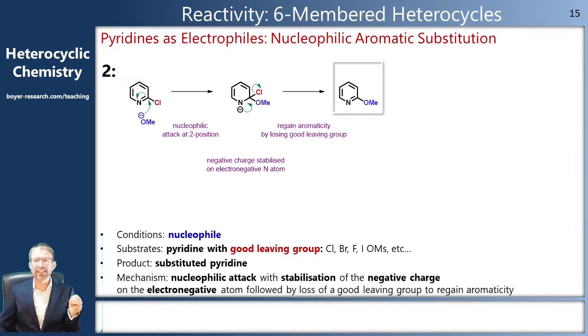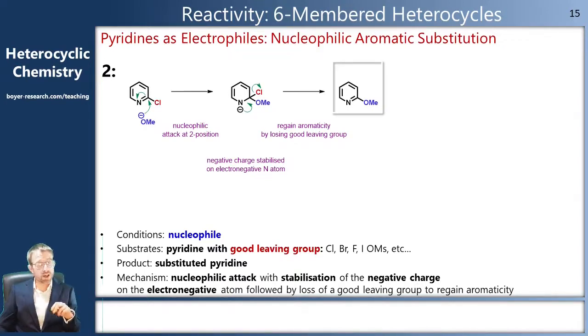So what happens if instead of our bare pyridine ring, we have a leaving group on there? So something like a chloride, bromide, fluoride, iodide, or mesylate. Well, then we can get substitution. So something nucleophilic, for example, OMe-, can attack at the 2 position very much like the carbon and ammonia nucleophiles. But now we have that leaving group, so that negative charge that was stabilized on the electronegative atom can come back in and kick out the good leaving group.